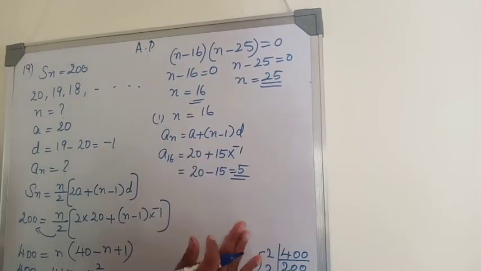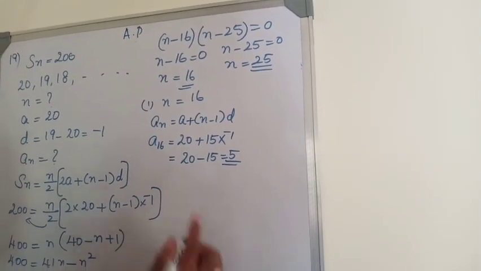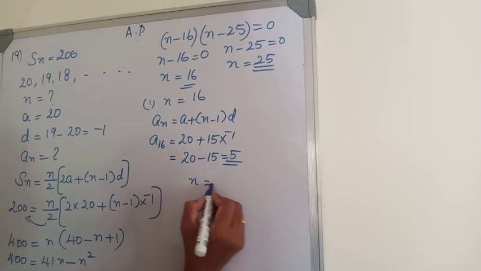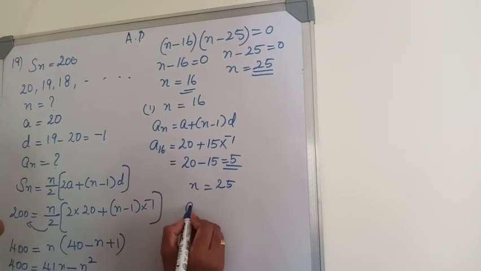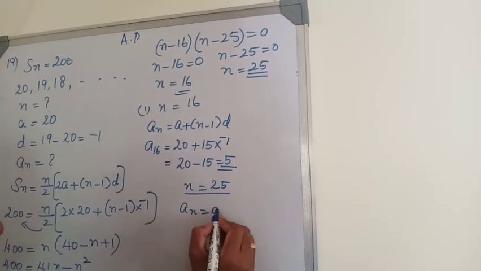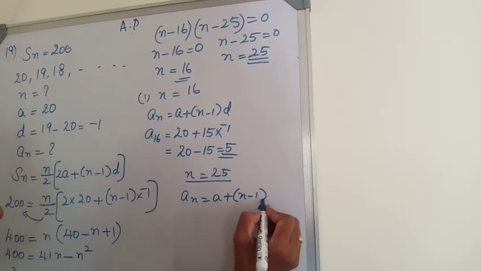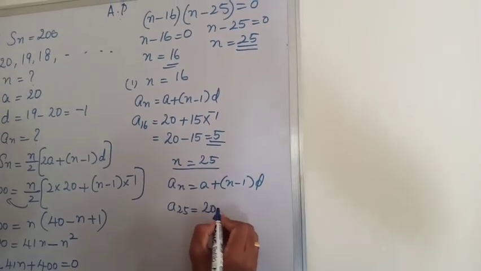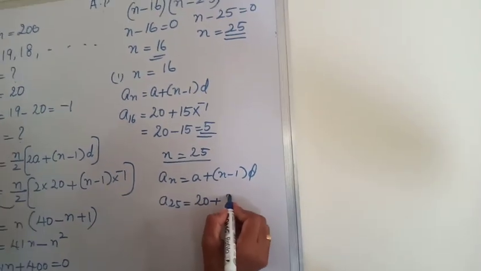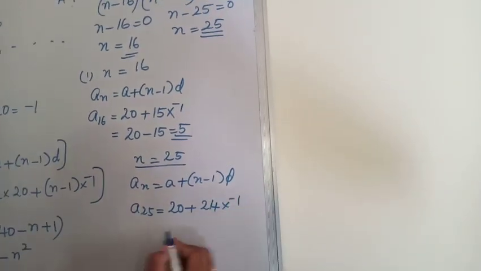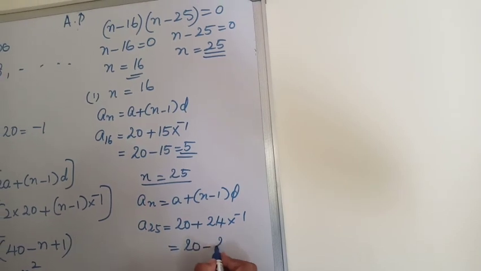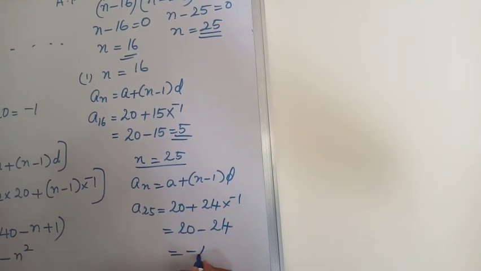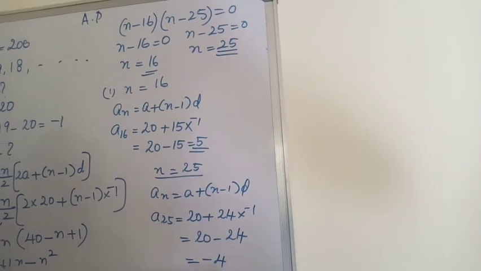Now we will see n is 25. When n is 25, an equals a plus n minus 1 into d. A25 equals a is 20, 25 minus 1, 24 into minus 1. That is 20 minus 24. It is minus 4. So here we got minus 4.